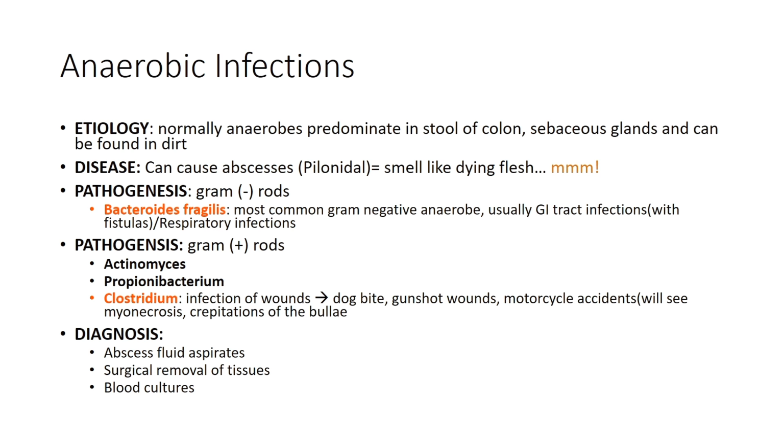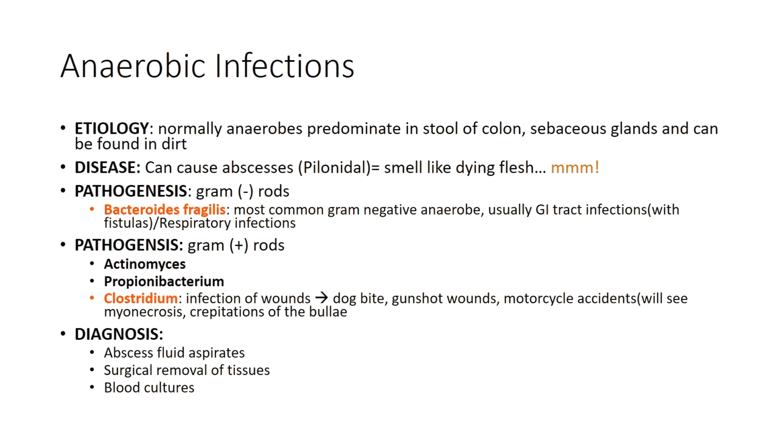But pathogens are obviously your gram-negative rods, which are the most common anaerobic ones. So examples like Bacteroides fragilis, it's very common, usually in your lower GI, and remember that can be associated with fistulas. Also respiratory infections like aspiration and stuff like that. Aspiration pneumonia is very common, associated with gram-negative or your anaerobes. Other things like Actinomyces, right? We'll get to that in a minute. And then Propionibacterium, like we were just talking about.